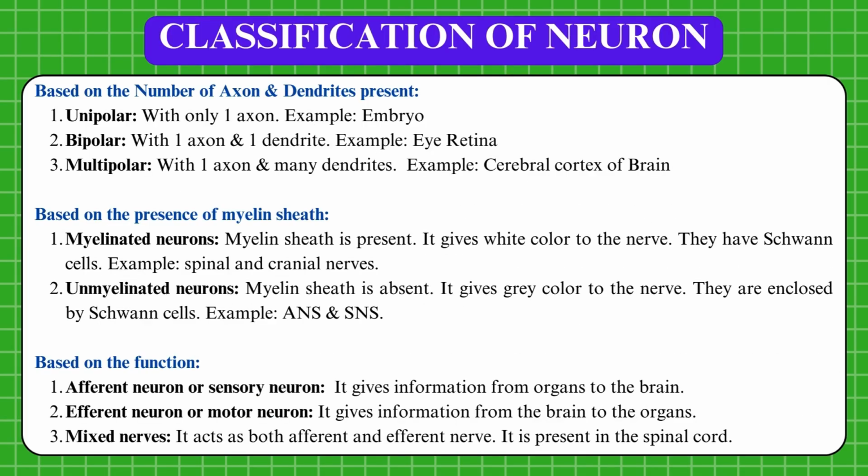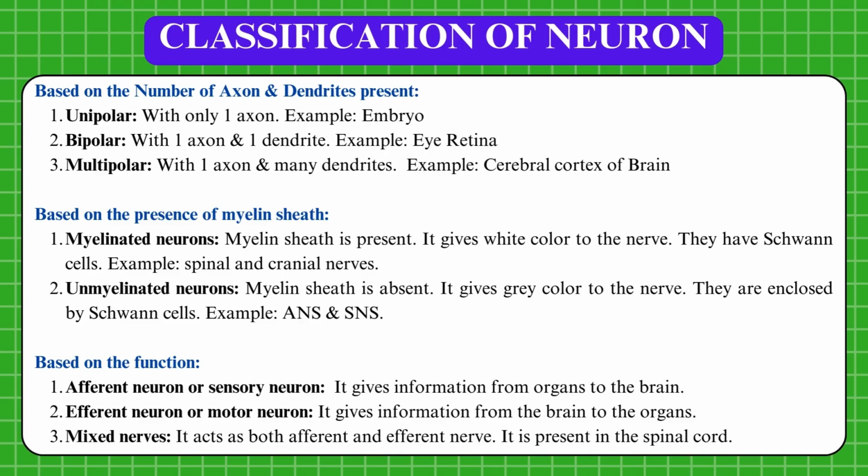Classification of neurons. There are many types of neurons, based on various factors. First one, based on the number of axons and dendrites present. There are 3 types: unipolar, bipolar, and multipolar. Unipolar neuron, with only 1 axon. Example, embryo. Bipolar neuron, the neuron with only 1 axon and 1 dendrite. Example, eye retina. Multipolar neuron, neuron with 1 axon and many dendrites. Example, cerebral cortex of brain.